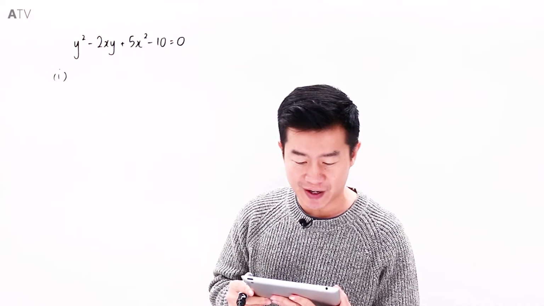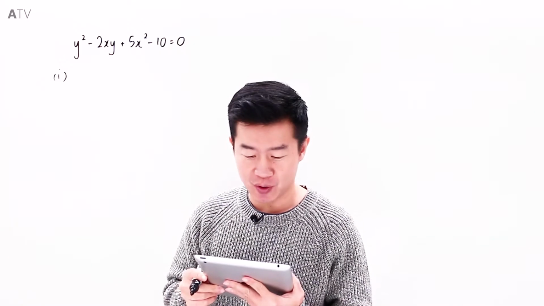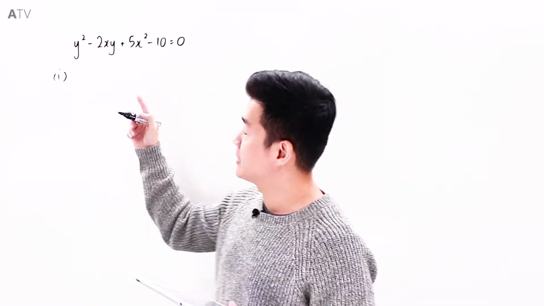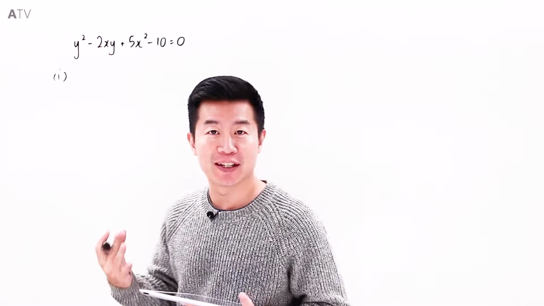In this part, we are supposed to find the x-coordinates of the stationary points of the curve C, which is given to me in this implicit form.